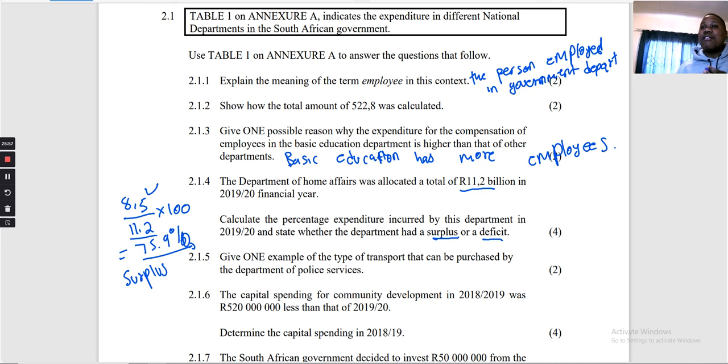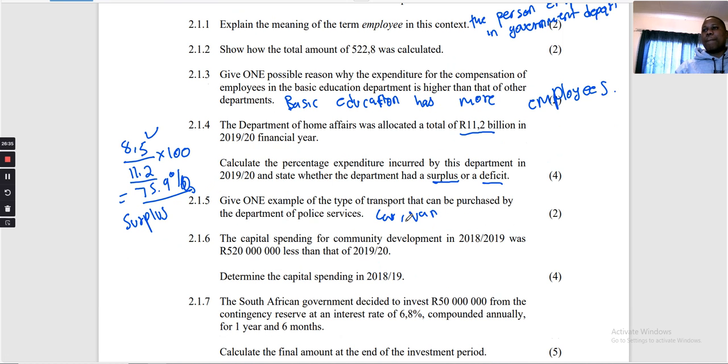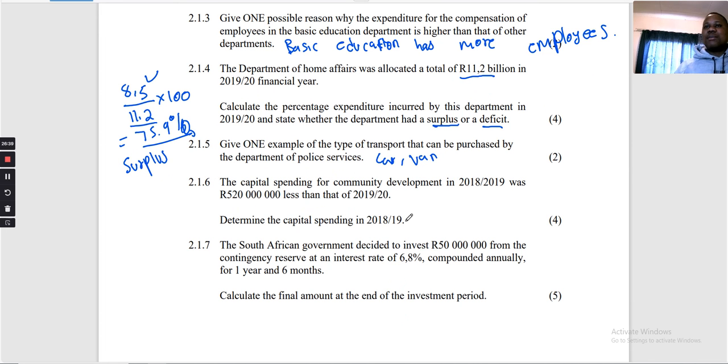Okay, they say, give one example of the type of transport that can be purchased by the Department of Police. So let's be realistic. If the police department is given a budget, what type of transport can they buy? Can they buy a train? No. Can they buy an airplane? No. But what is it that they can buy? You can say a car, or a van, or a bike, or a truck, or a motorbike. Those are the types of vehicles that they use daily. So those are the types of vehicle that you can mention here. Okay, all right, let's move on to number 6.